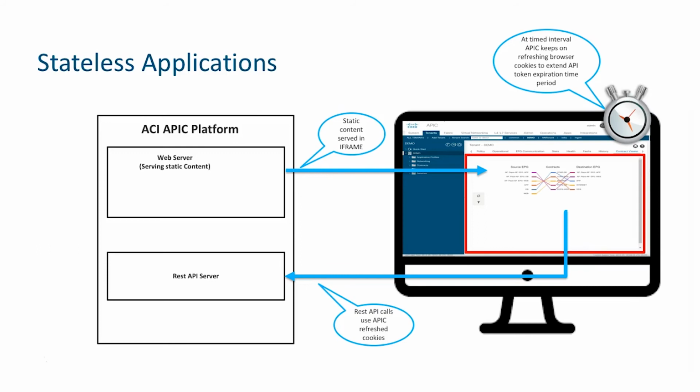If the origins of APIC and your stateless applications are different, the browser thinks it might be a cross-site attack. It tries to act smart and blocks your JavaScript REST API call. In this case, you will see a message in your browser network tab that will tell you that your REST API request has been blocked because of a same origin policy violation.